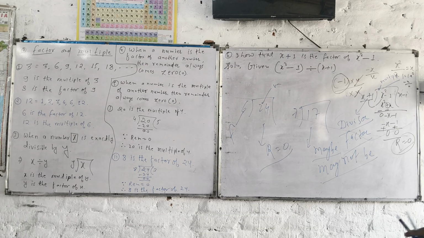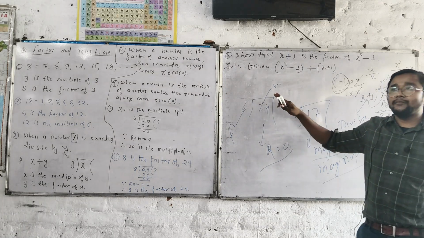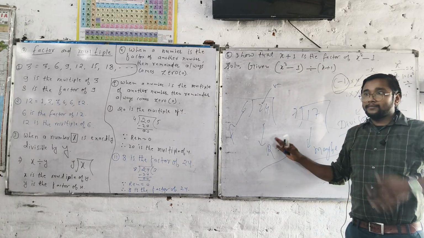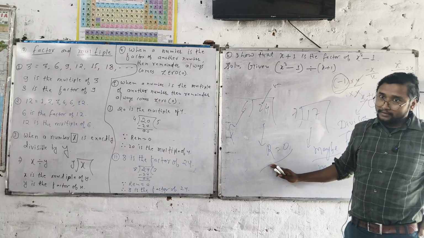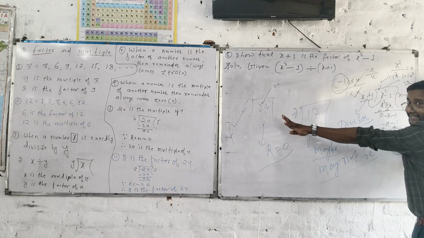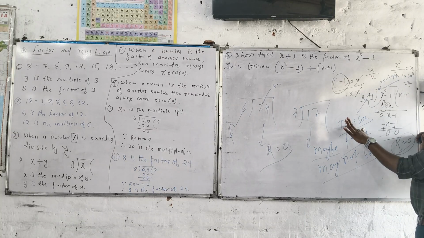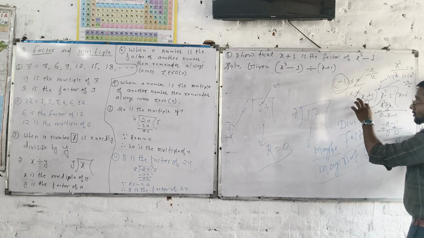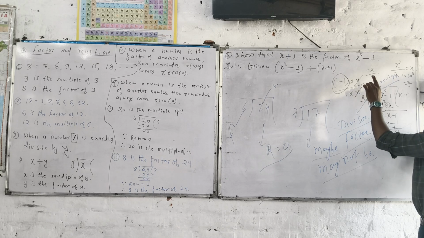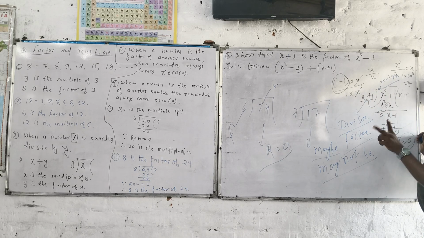So when the words are factor, multiple and factor, what is the meaning of this one? Hope you saw that. Okay, this is a division math. The remainder comes out zero, as you can see there. You will just write that: since the remainder is zero, therefore x plus 1 is a factor of x square minus 1.